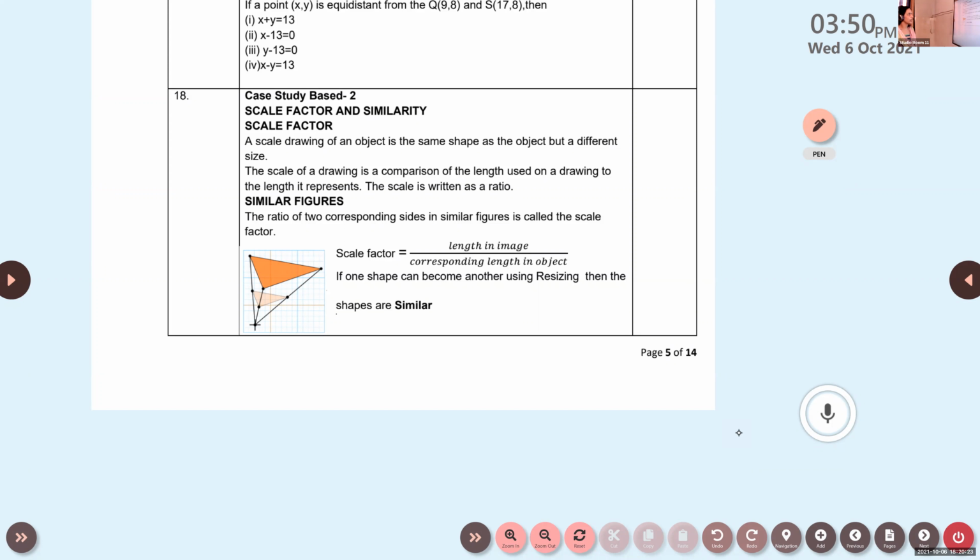Here, a scale drawing of an object is the same shape as the object, but a different size. The scale of a drawing is a comparison of the length used on a drawing to the length it represents. The scale is written as a ratio. Scale factor means it is a ratio. And how will you calculate the ratio? Length in image by corresponding length of the object. So note down this formula. What is the formula to find the scale factor? Scale factor is length in image by corresponding length in object.